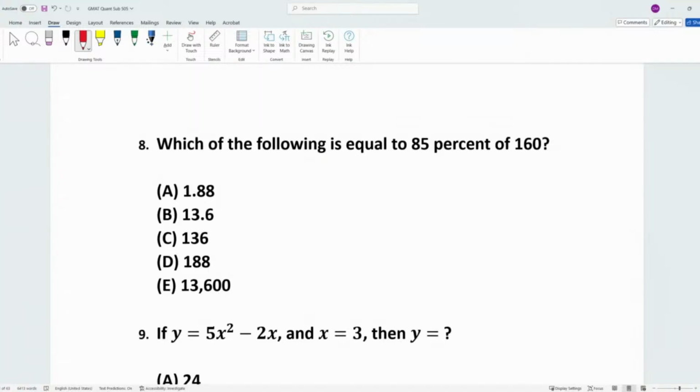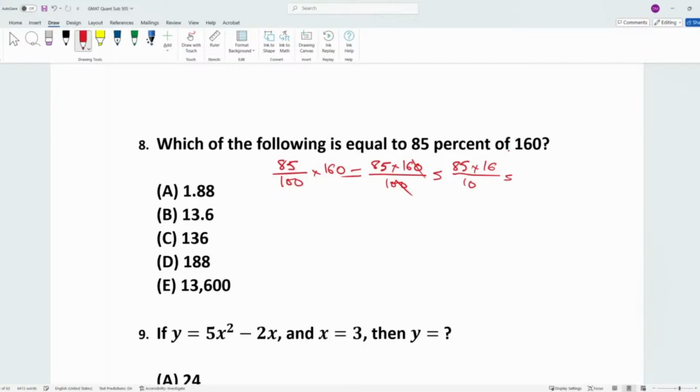Yeah, so now the next question, which is, which of the following is equal to 85% of 160? So simply saying 85% times 160. What is the answer of this equation? So this is simply 85 times 160 over 100. So here we will have 85 times 16 times 10.